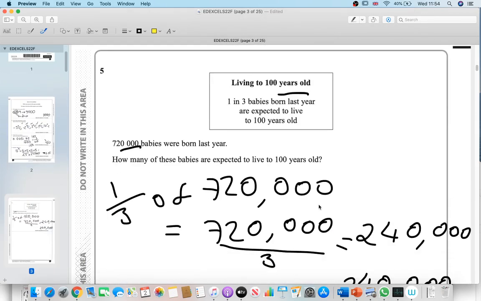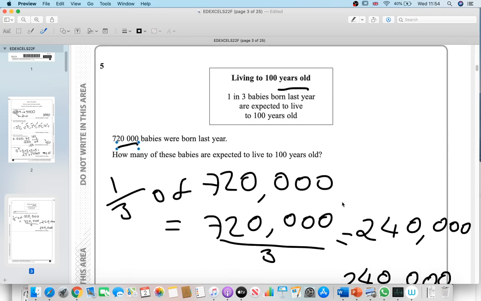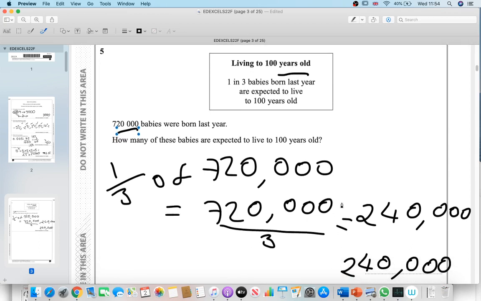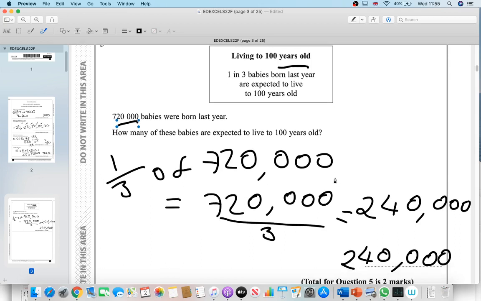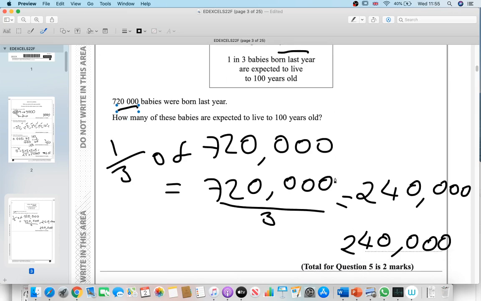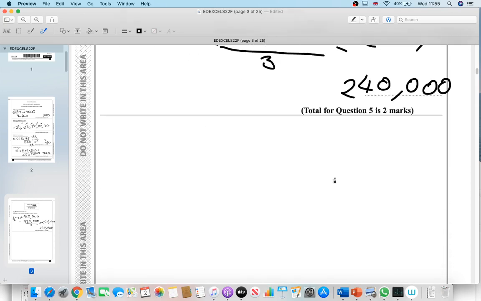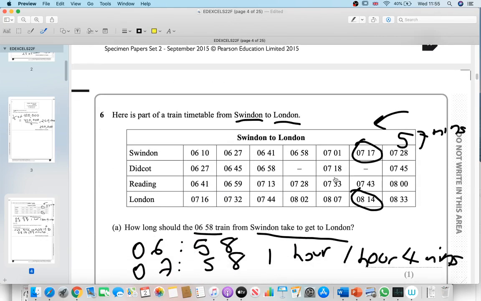Question number 5. Living to 100 years old. 1 in 3 babies born last year are expected to live to 100 years old. 720,000 babies were born last year. How many babies are expected to live to 100 years old? It will be a third of 720,000, which is the same as doing 720,000 divided by 3, which is 240,000. So 240,000 are expected to live to 100 years or more.